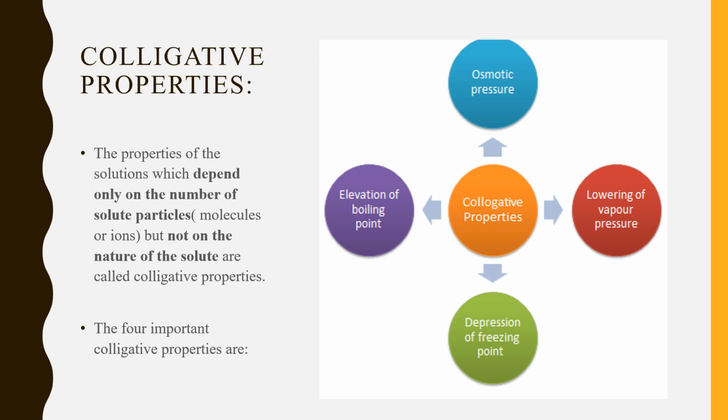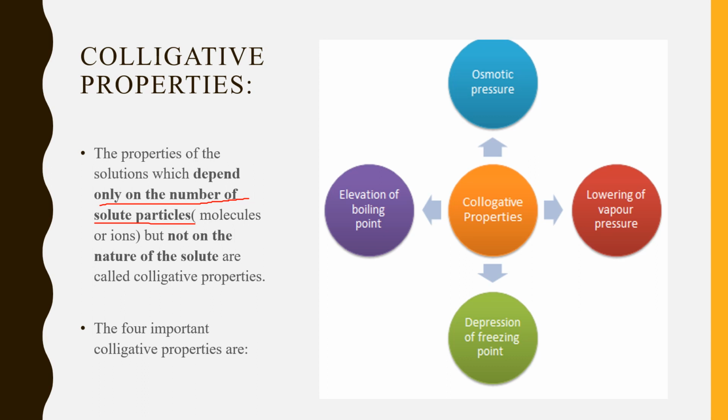First of all, colligative properties. The properties of the solution which depend only on the number of solute particles but not on the nature of solute are called colligative properties. It means colligative properties are such properties which depend only on the number or the amount of solute particles dissolved in solvent and do not depend on the nature of solute particles. So such properties are known as colligative properties.